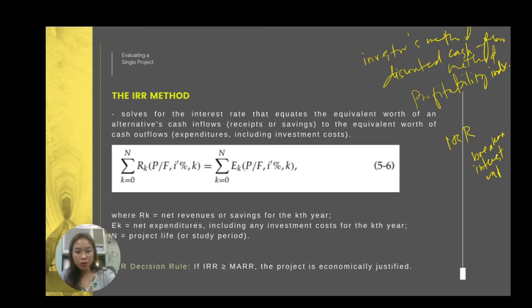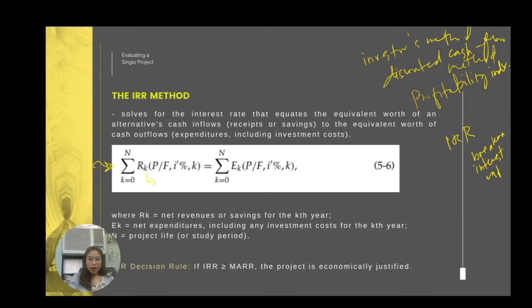Using a PW, ang present worth method nato na formulation, makita nato that IRR is the I% at which being described and reflected in this equation right here. So the RK here is the net revenues or savings for the K year, ikat-K nga year. And the EK or E sub K dire is the net expenditure including any investment cost for the K nga year. N is the project life or study period.